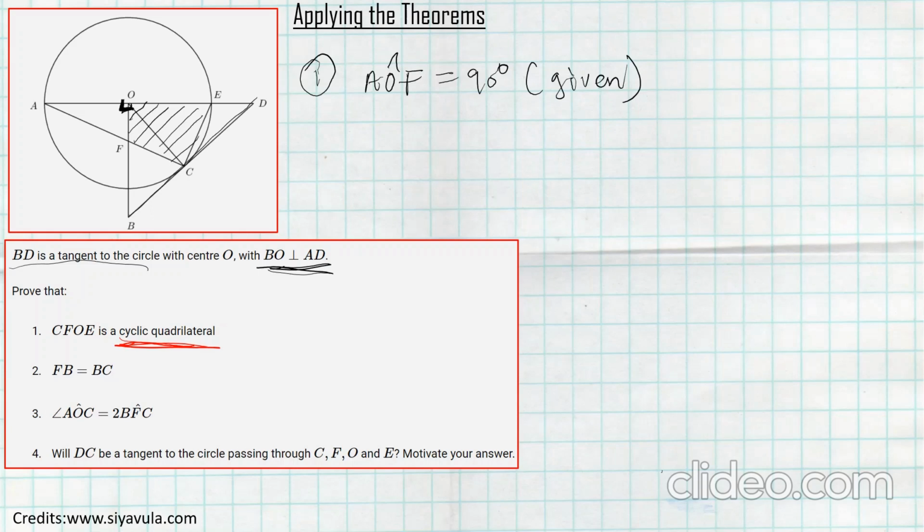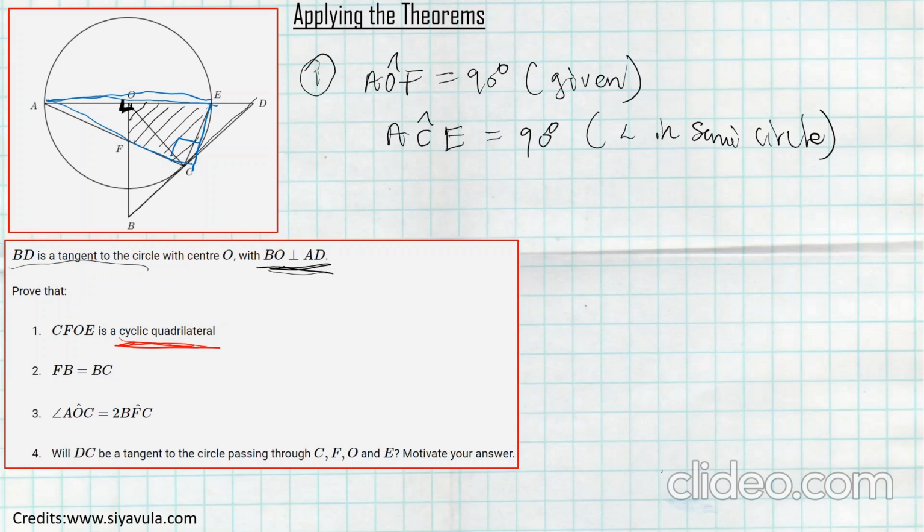Okay, what do we know about this angle here? Look at this diameter here, AE. We know that the angle subtended by the diameter at the circumference is a right angle. It's quite simple. So meaning that we can say angle ACE is equal to 90 degrees, by angle in semicircle. So we know that that one is 90 degrees by angle in semicircle.